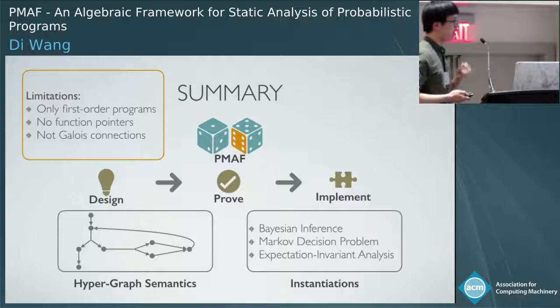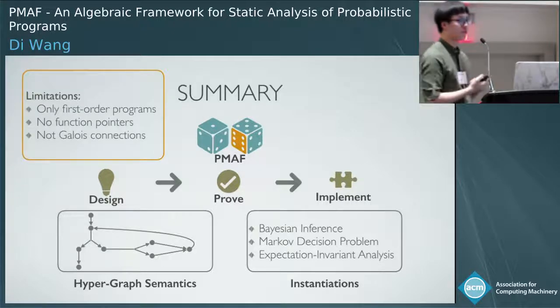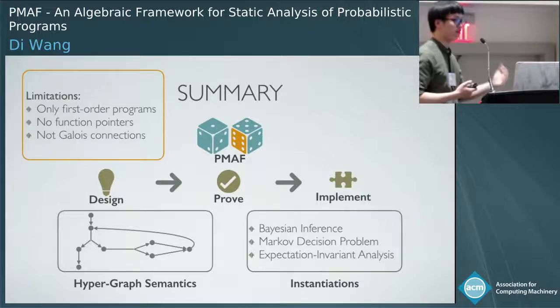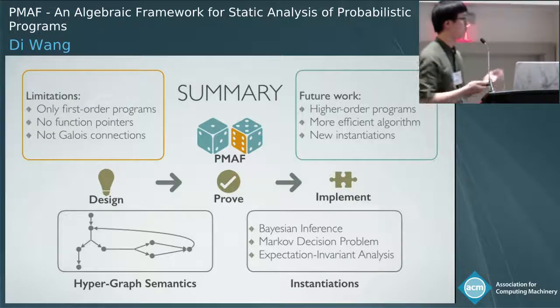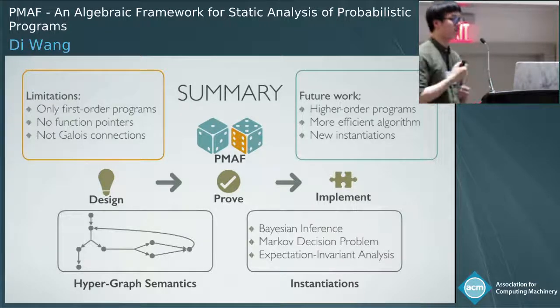Currently, our framework only supports first-order programs. There are no function pointers, and compared to Cousot's abstract interpretation, our formulation is not a Galois connection, so you don't have the full power of abstract interpretation. In the future, we hope to extend our framework to support more features and develop more useful analyses based on the framework. And thank you.